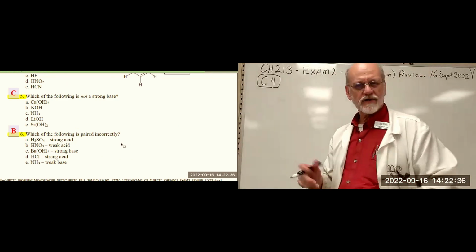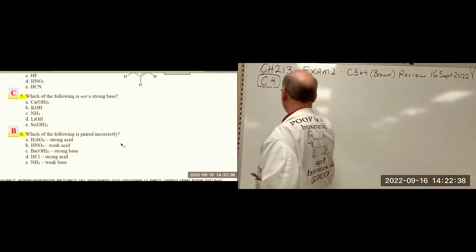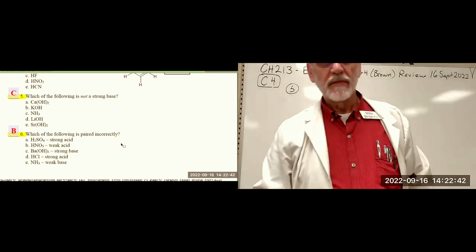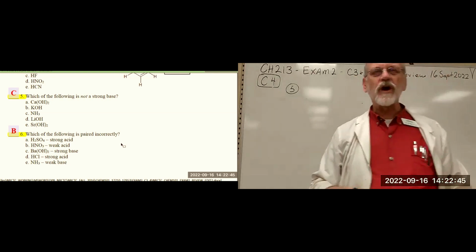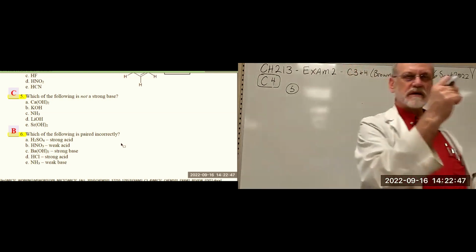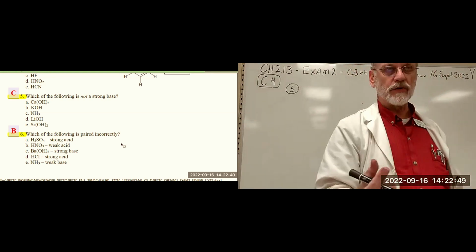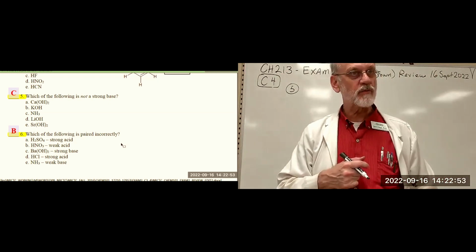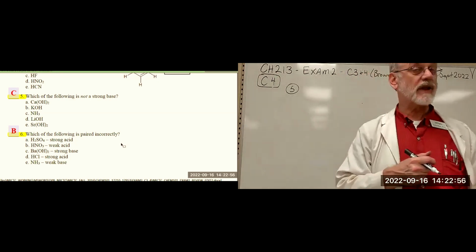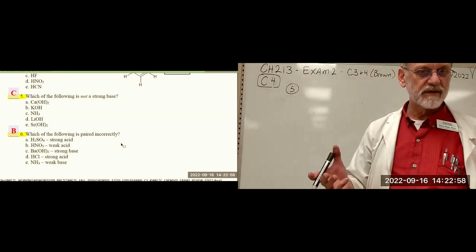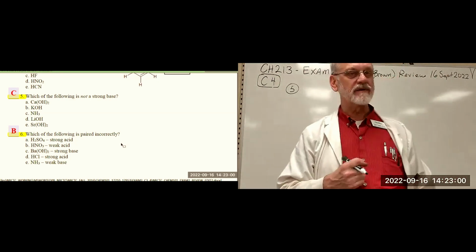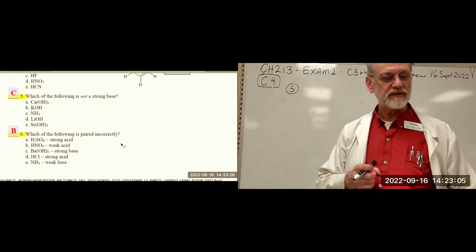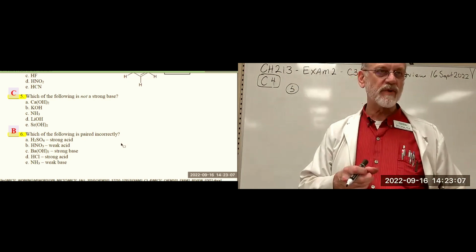Which one of these is not a strong base? Okay. We didn't hammer this one too hard during the lecture. Strong bases are hydroxides of alkali metals or alkaline earths. Right? Calcium is an alkaline earth, so that's a strong base. Potassium is an alkali metal, that's a strong base. Lithium is an alkali metal, that's a strong base. And strontium is an alkaline earth, that's a strong base. The only one that's not a strong base is ammonia.